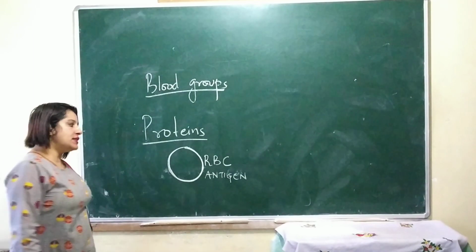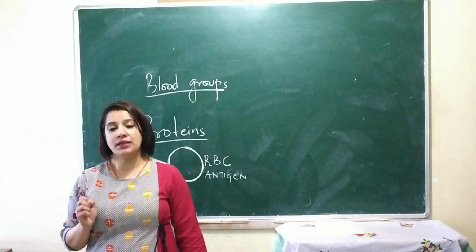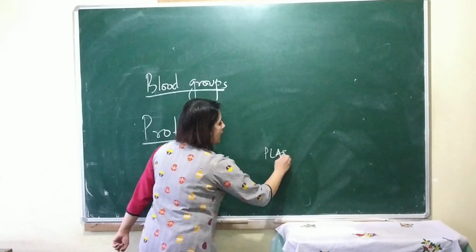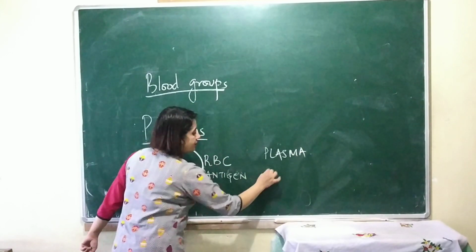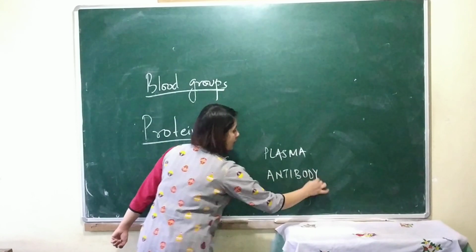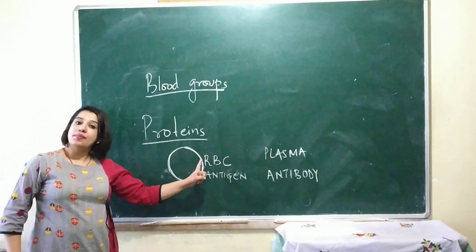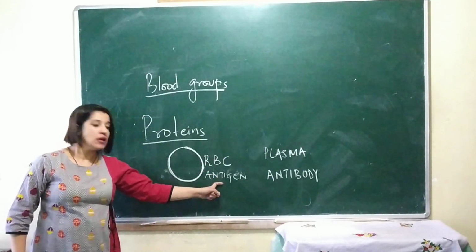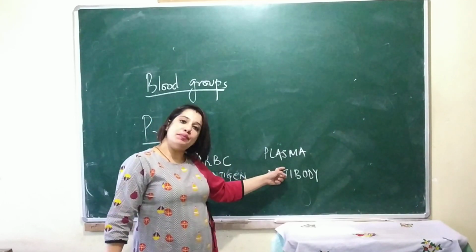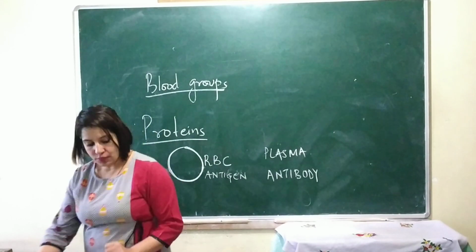And the other type of protein is present in the fluid part of blood, that is plasma, and it is called antibody. So one protein is present on the surface of the red blood cells or erythrocytes, called antigen, and the other protein is present in the fluid part of blood, that is plasma, and it is called antibody.